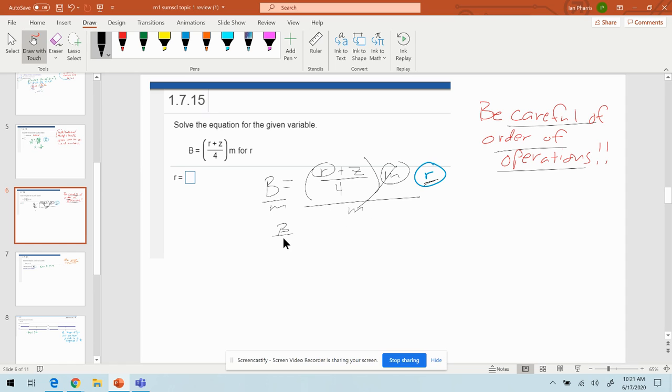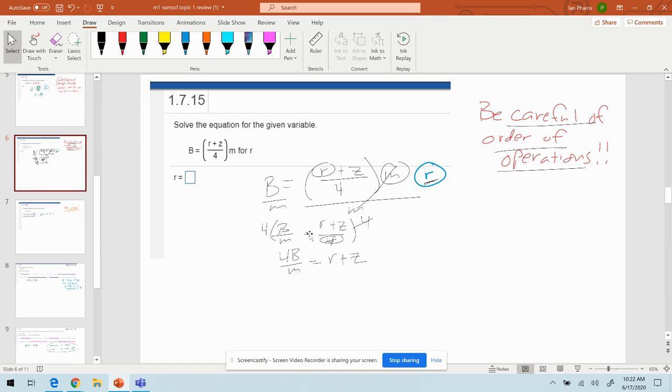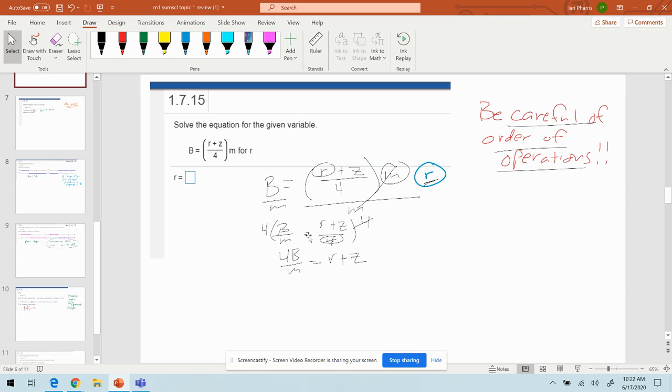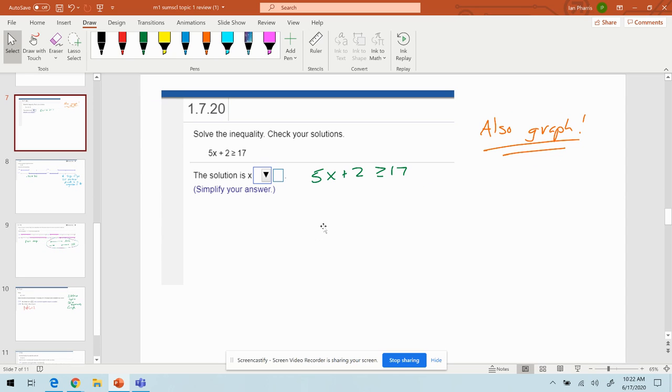So we get B over M equals R plus Z over 4. Now, the last thing to happen to the R is being divided by 4. So let's multiply everything by 4. Okay, so 4B over M equals, this cancels with that, R plus Z, and I think you guys can finish it out from there. Okay, so that's the concept for literal equations. Let's do 1 or 2 more questions on this video, I think.